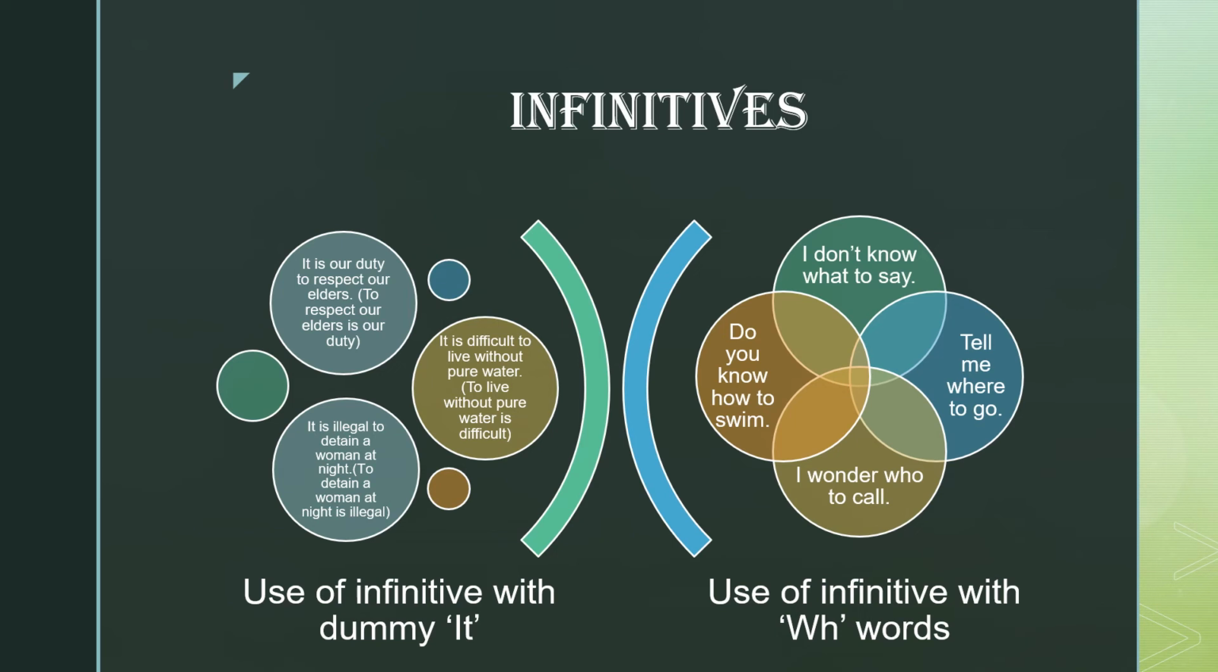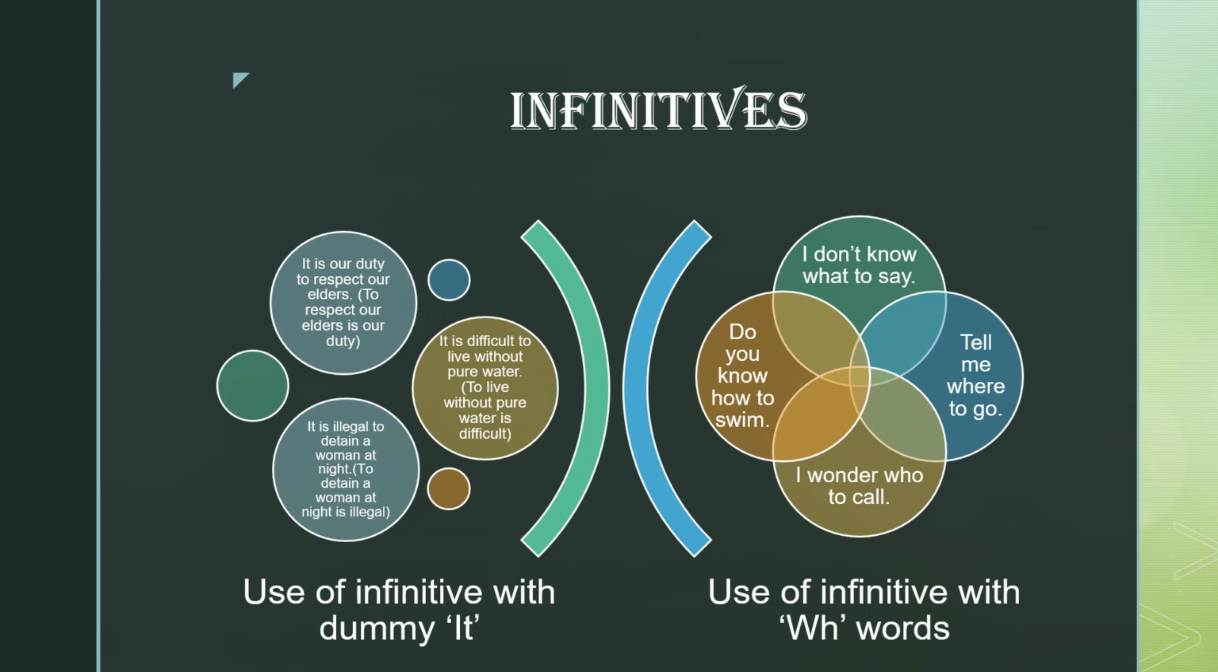Likewise, it is difficult to live without pure water. I can reframe it without using the dummy "it": to live without pure water is difficult. But if I choose to use "it", it is difficult to live. So "to live" becomes an infinitive.